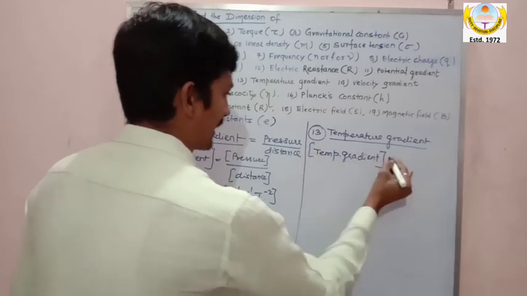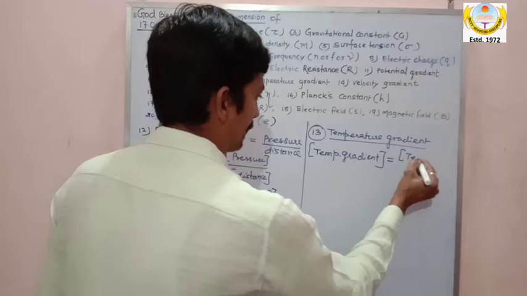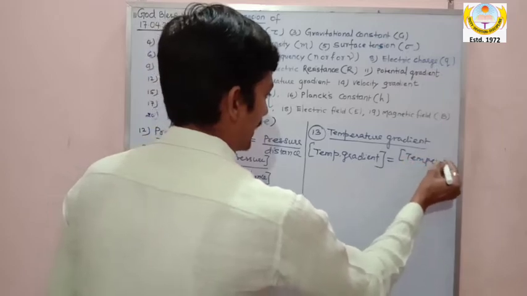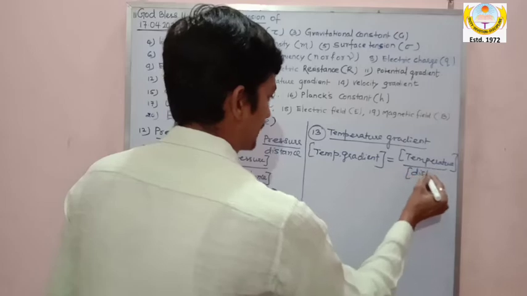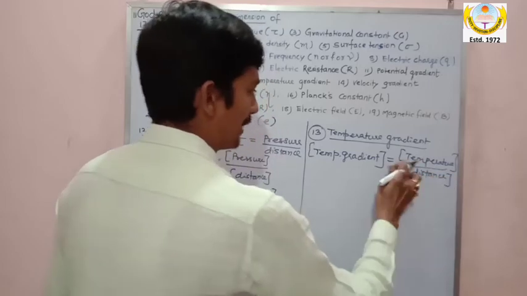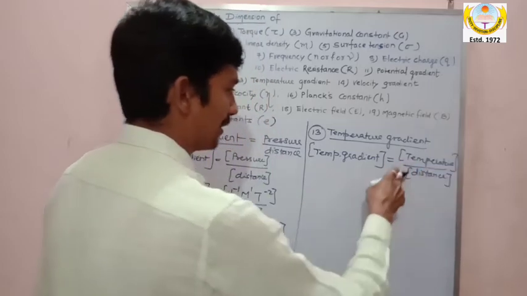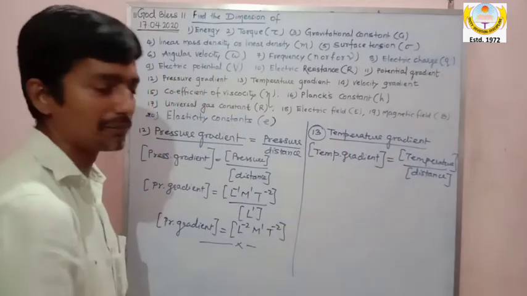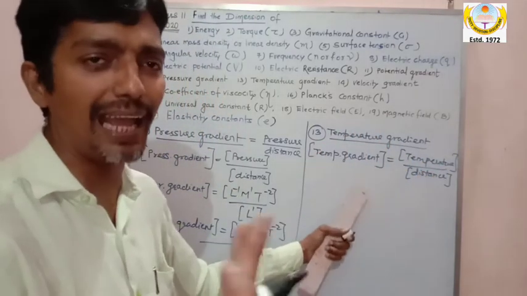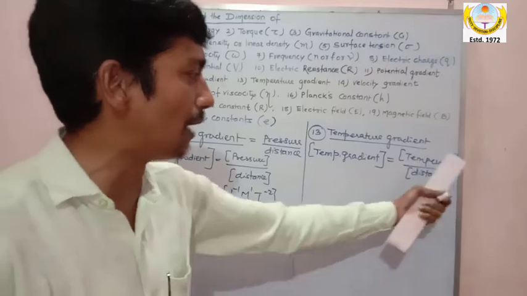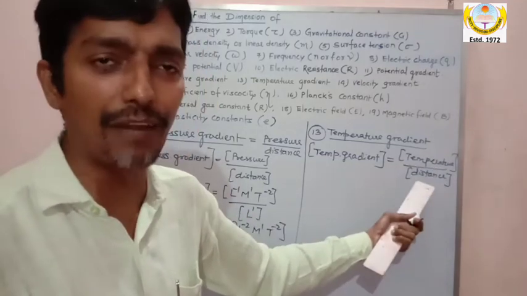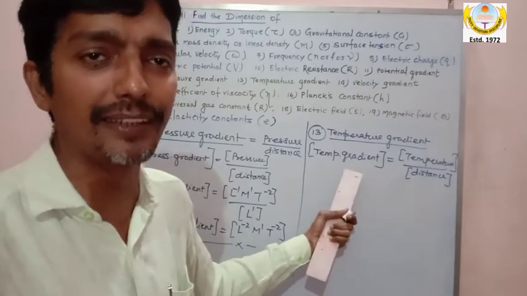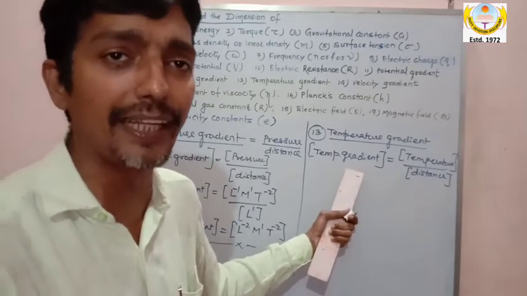Dimension of temperature gradient is nothing but dimension of temperature divided by dimension of distance. See, everywhere I am writing dimension box. Look at it. Any teacher will see this and be very happy that my kids know how to represent it. Anybody can say, sir, you are finding the dimension of temperature, you are finding the dimension of distance, so you found the dimension of temperature gradient.